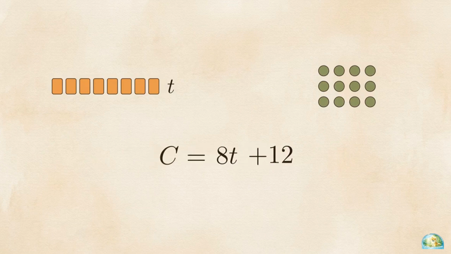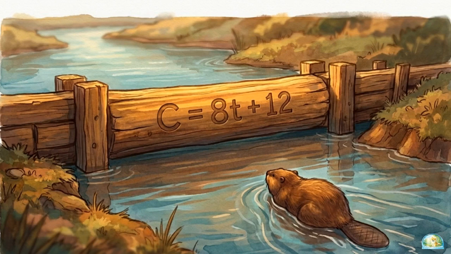To model the total cost, we first choose a variable. We use t for the number of tickets. We write 8t for the ticket cost, and then add 12 for the booking fee. Bringing those components together gives us a single cohesive model for the total cost, which we'll call C. The situation can be modeled by C equals 8t plus 12.